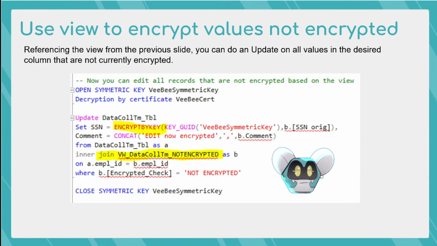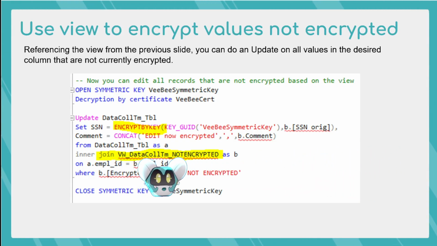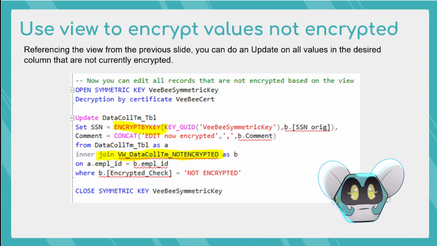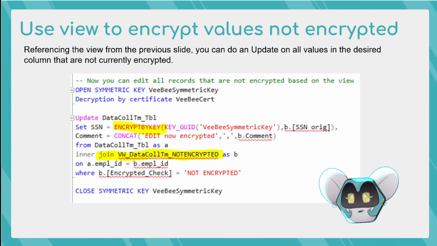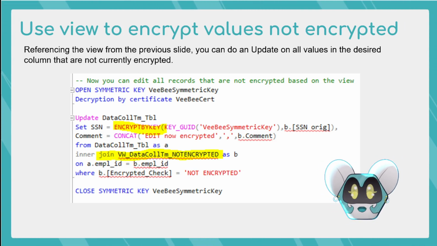So on the previous slide, we made this view right here, the VW data collection team not encrypted. So now we can do our open symmetric key, do our update, set the social security number column equal to the social security value, but this time encrypted. And in our table, we have a comment column. So I'm going to keep notes saying I edited this value. It is now encrypted, just for our tracking. And you would highlight and execute this whole script top to bottom.